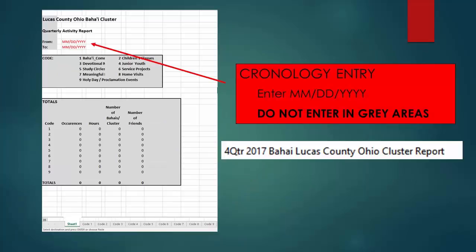Let's start by entering some data first. We'll enter the chronological entry dates. So here we would stick with the format MM/DD/YYYY. 01 will be January, 12 would be December. The day, 01 would be the first of the month, 31 would be the last day of the month. YYYY corresponds to the year 2017. Again, it's important to understand that we do not enter any information in the grayed out areas.